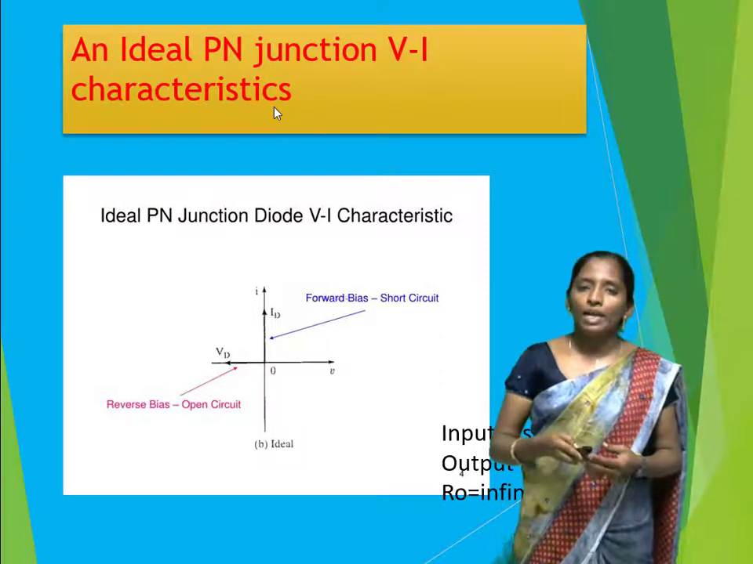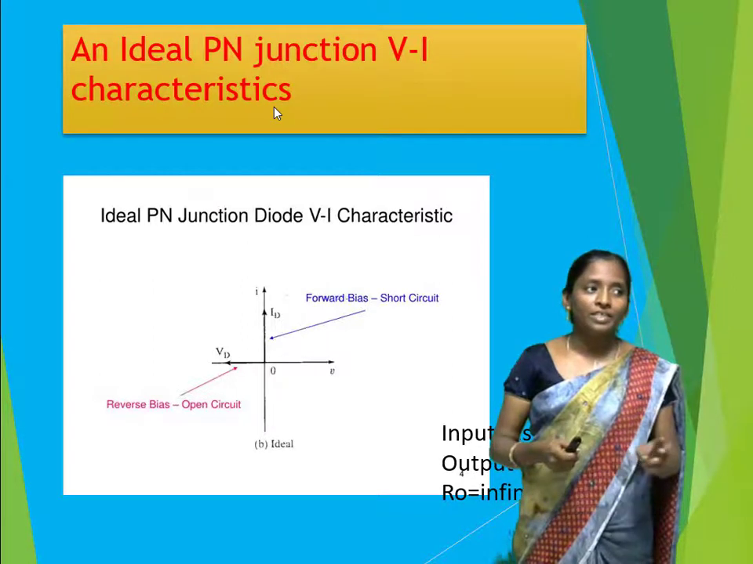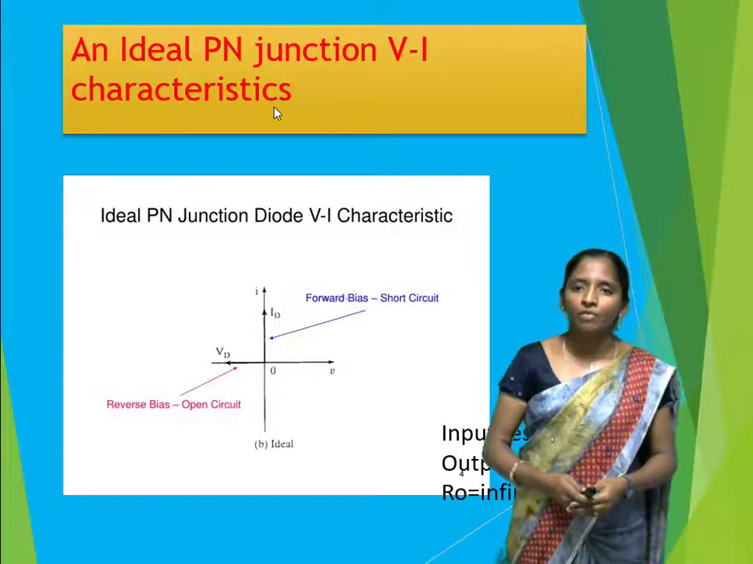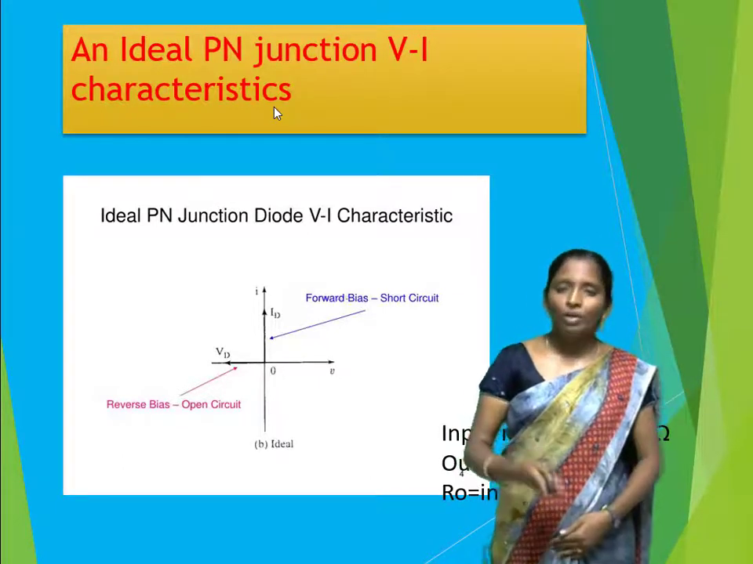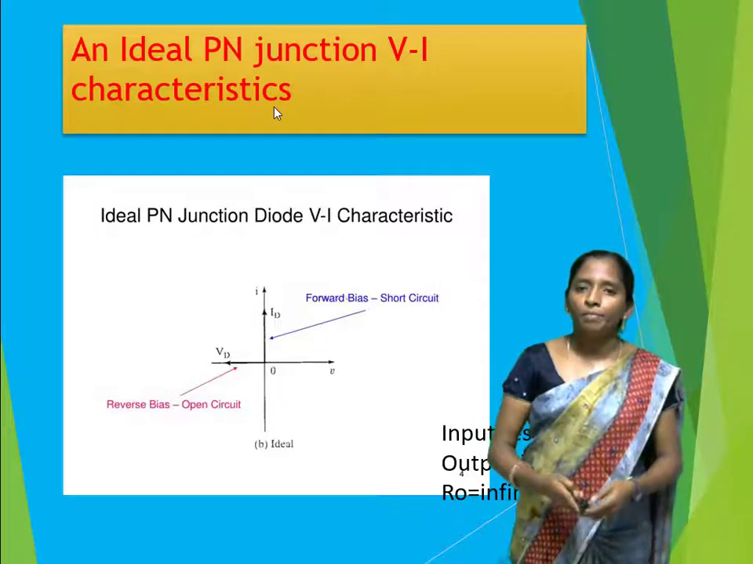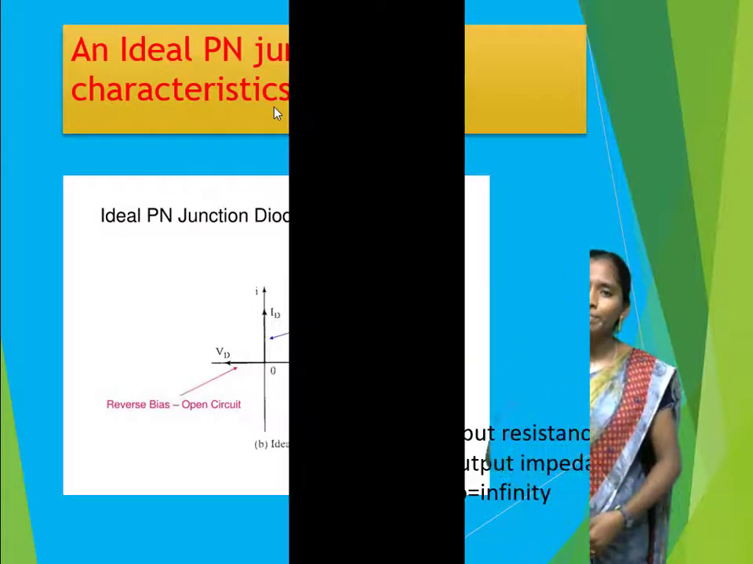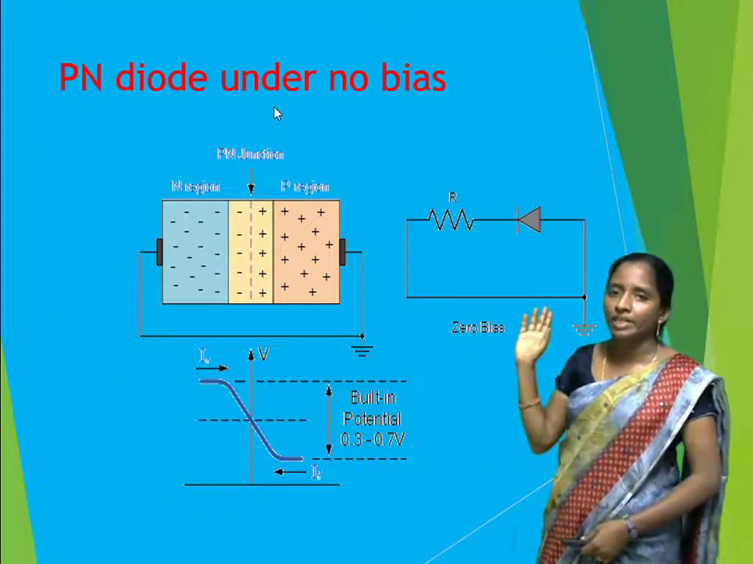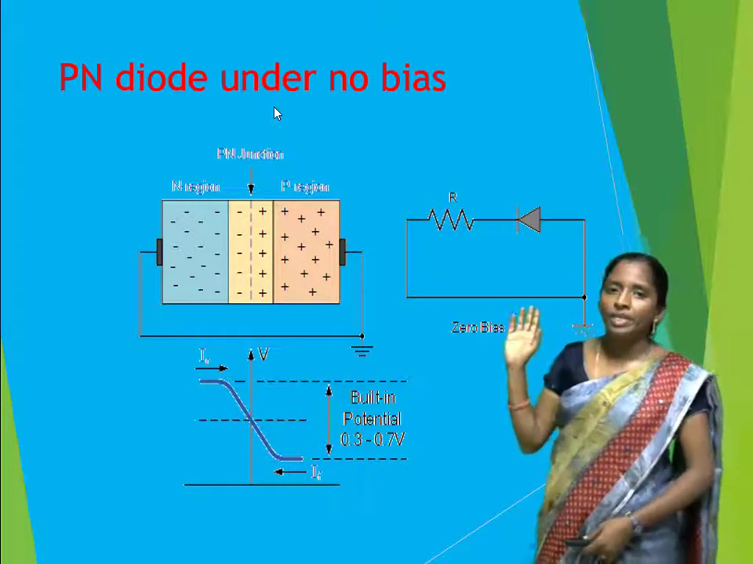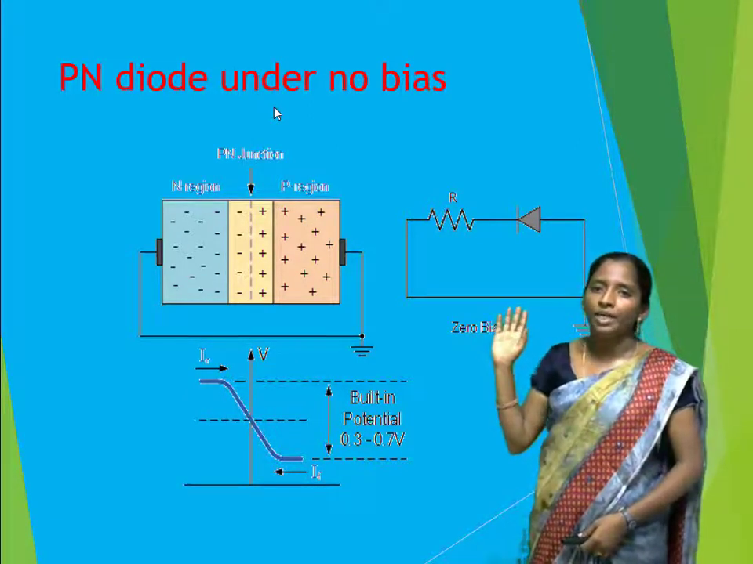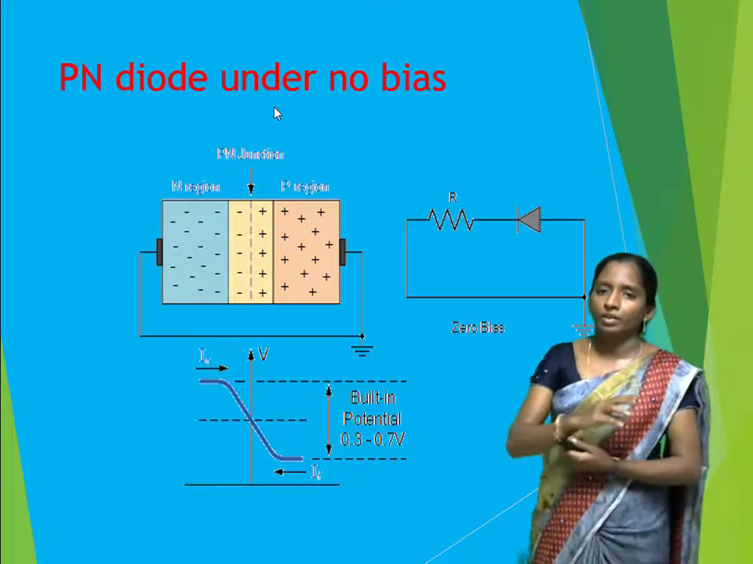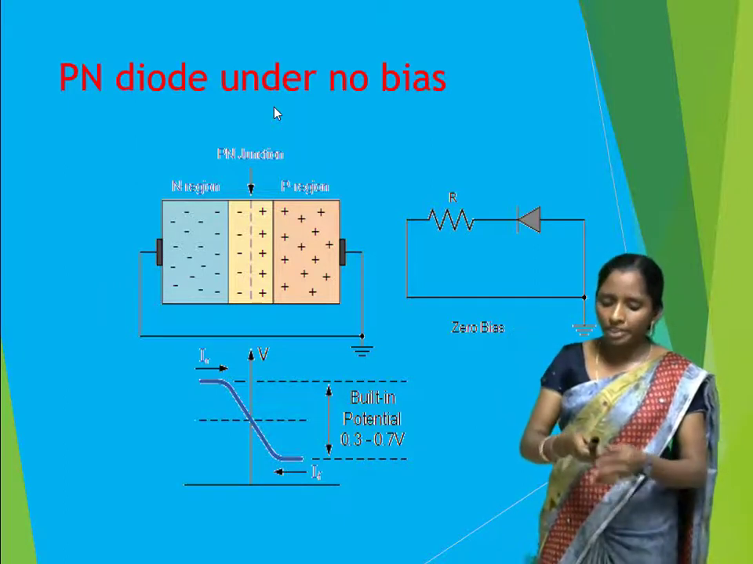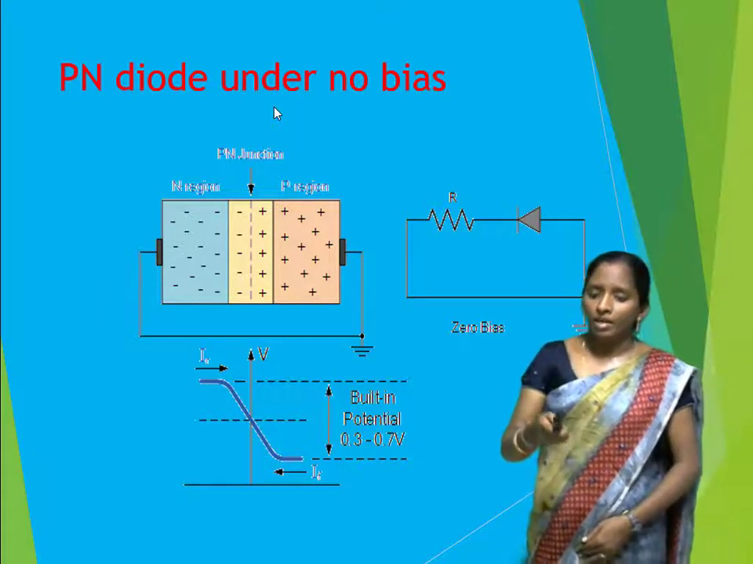In the no bias condition, there is no current flow in the diode. Only the depletion region is formed, and in the depletion region the immobile ions are present. This is the diagram of the PN junction diode under no bias condition. Here no voltage is applied to the PN junction diode. Only the built-in potential exists and a depletion region is formed. This is also known as the zero bias condition.